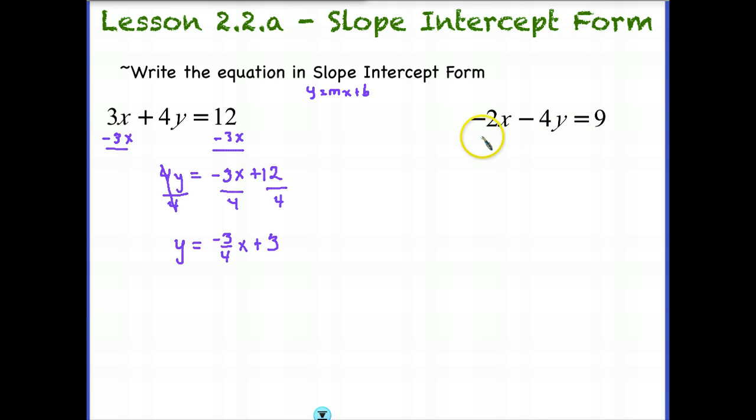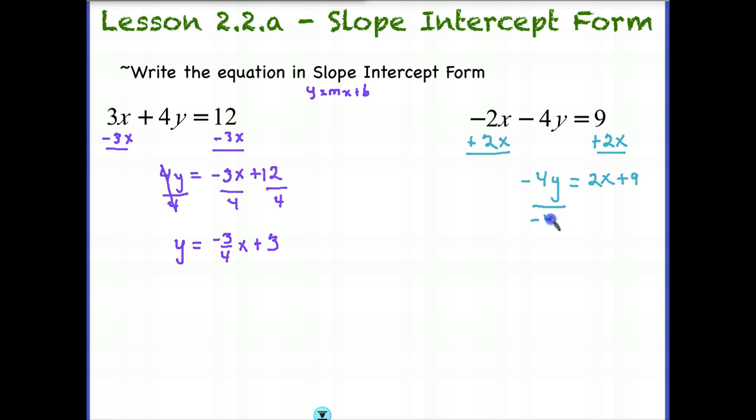Number 2. Let's go ahead and move over the 2x by adding 2x, since there's a negative here. And then let's write what we have. Negative 2 and a positive 2 cancel, turn into 0. We're left with negative 4y equals 2x plus 9. Again, can't combine these terms, they're not like terms.